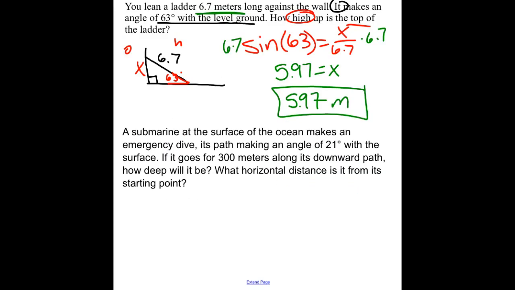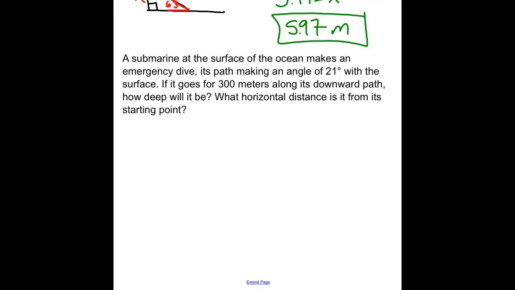This next picture is a little bit tricky. It's talking about a submarine. So you have a sub and it starts at the surface of the ocean. So here's the surface of my ocean. And then it's going to make an emergency dive. It's going to go down. And its path makes a 21-degree angle with the surface. So it's not just going straight down, it's coming down at an angle of 21 degrees. It's called an angle of depression. If it goes for 300 meters, this is the path it's on. It goes 300 meters. How deep will it be?